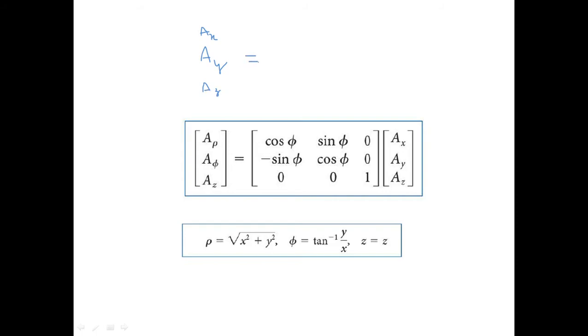is equal to, I think you will have here cos phi, and here you will have sin phi, and here you will have minus sin phi, and here again you will have cos phi, and here you will have 0, 0, 1, again 0, 0. I hope this is correct.